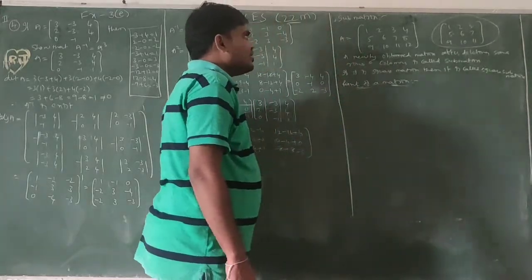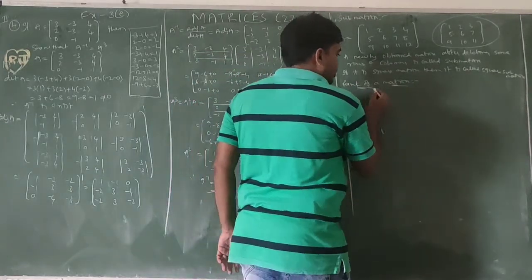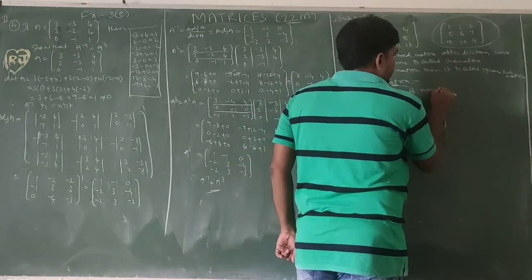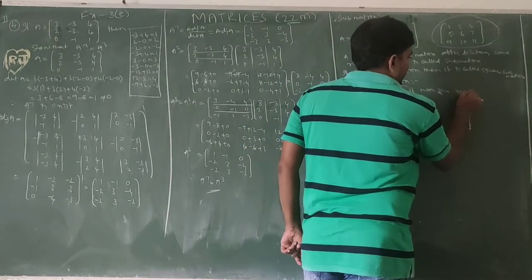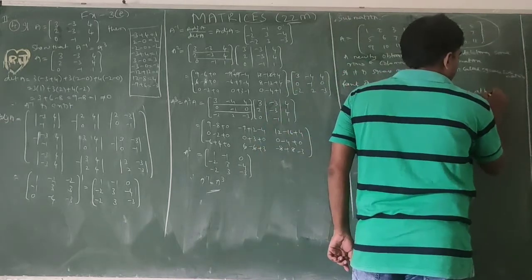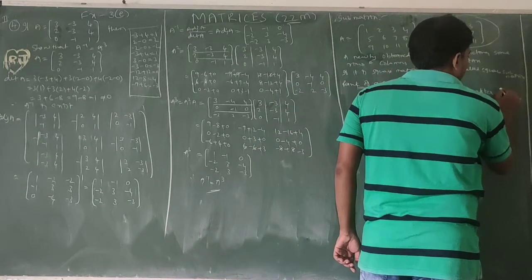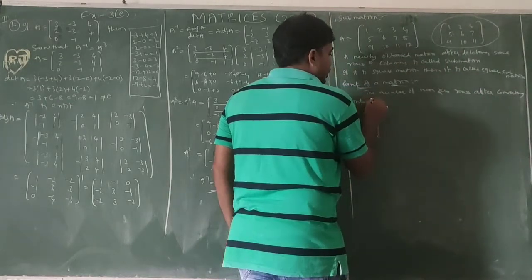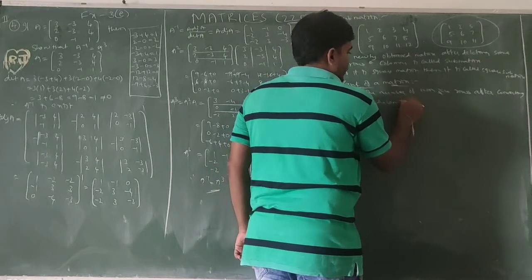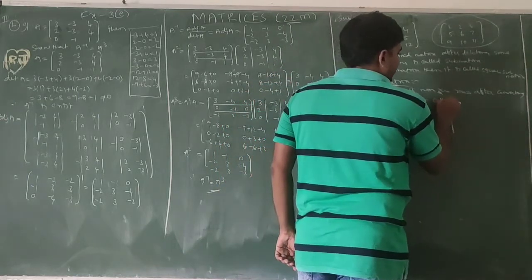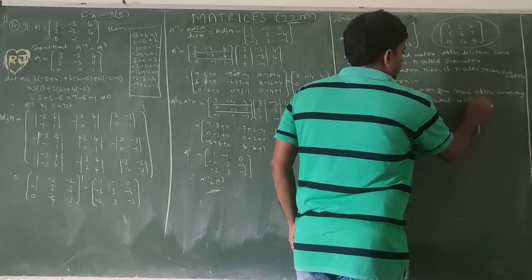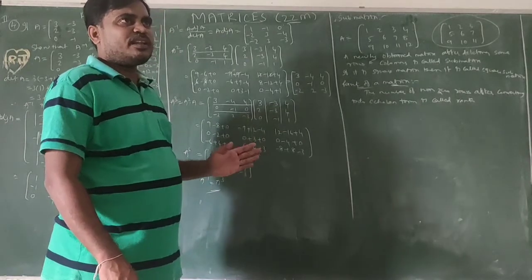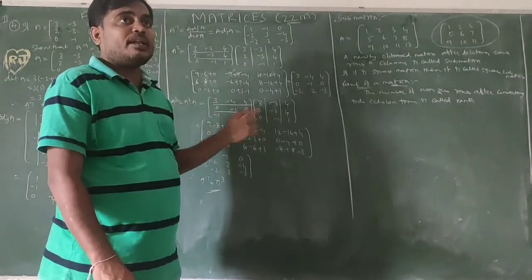Other than this, the number of non-zero rows after converting into equivalent form is called rank. Okay, so after converting, the equivalent form is called rank. Equivalent form is nothing but we need to convert to upper triangular matrix form.